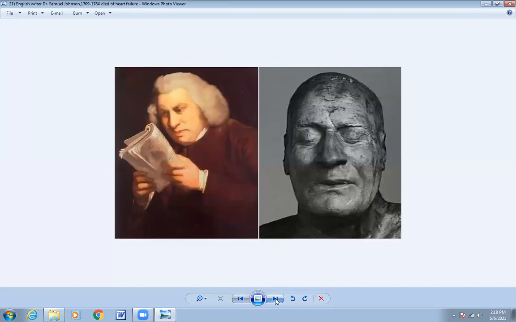This one is Dr. Samuel Johnson. He's an English writer, and he died from heart failure.